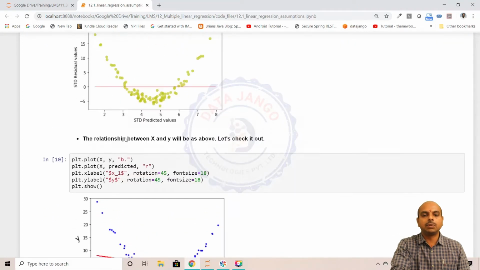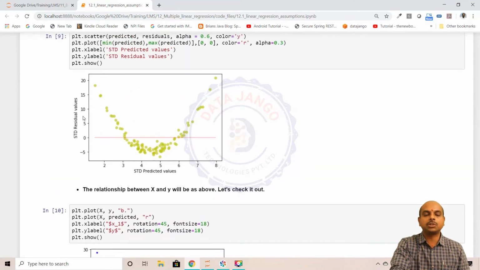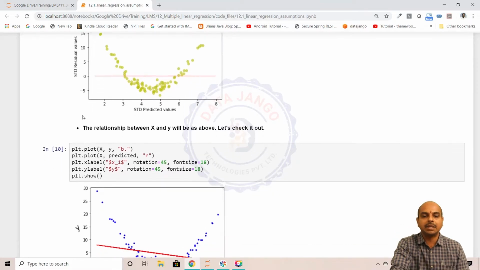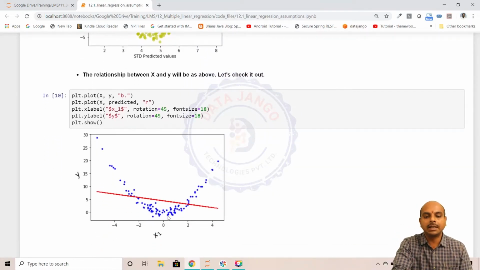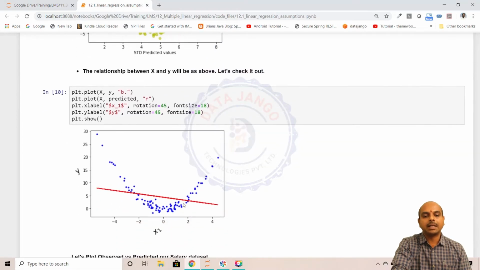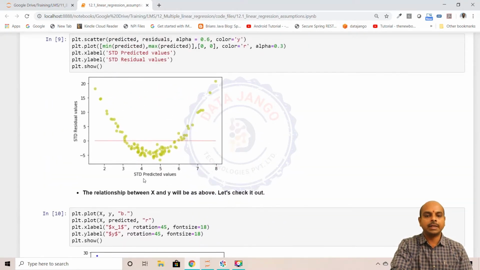So the residuals versus predicted, or predicted versus residual plot, is actually representing your original data's pattern. Whether there is one x or n number of x's, it doesn't matter, because after building a model, you will get only one residual and one predicted value for each row. That means one x and one y, right?